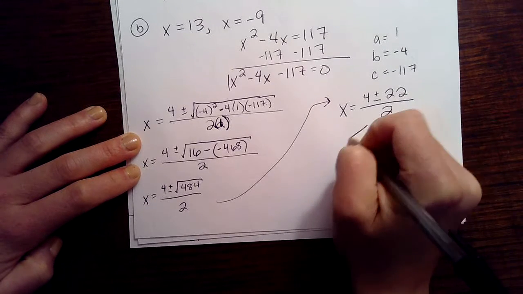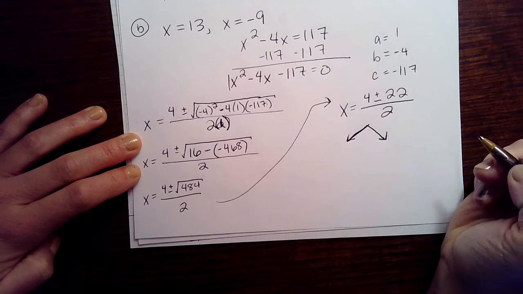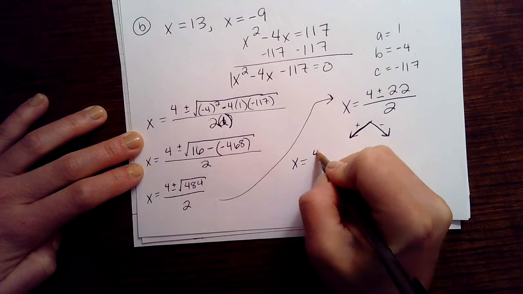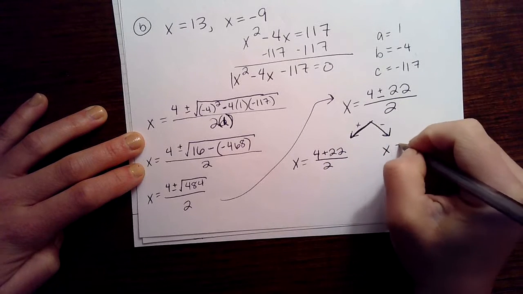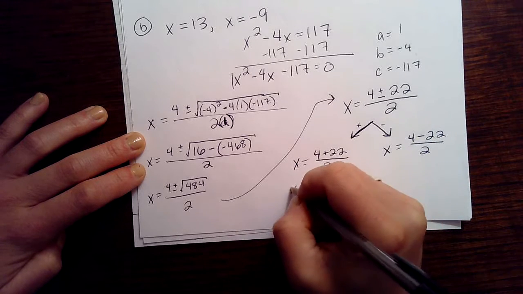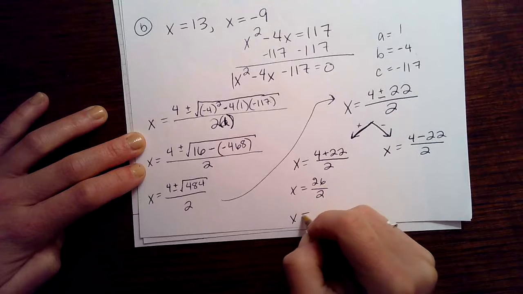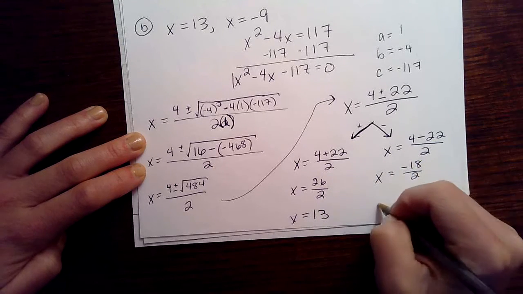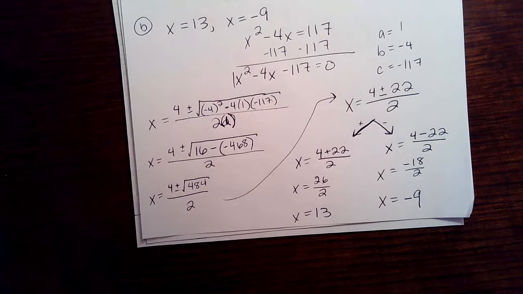Now is the point where we split this into 2 separate equations. One is plus and one is minus. X equals 4 plus 22 divided by 2. And x equals 4 minus 22 divided by 2. 26 divided by 2, when we add 4 plus 22, is 13. And then negative 18 divided by 2, a negative divided by a positive is a negative.